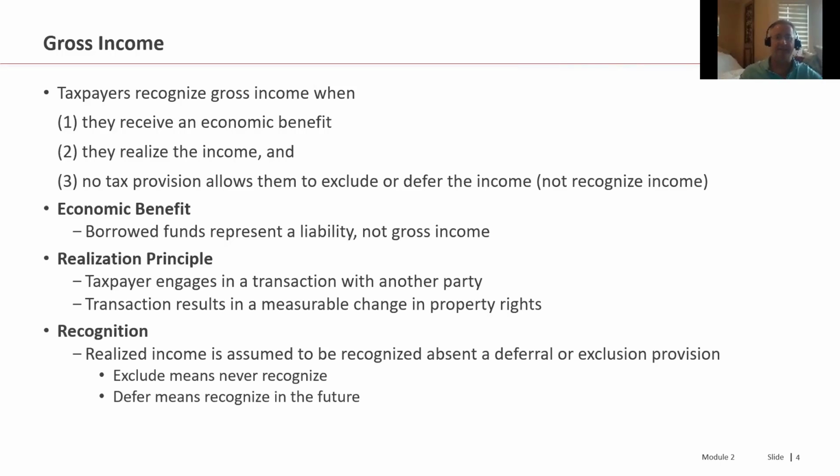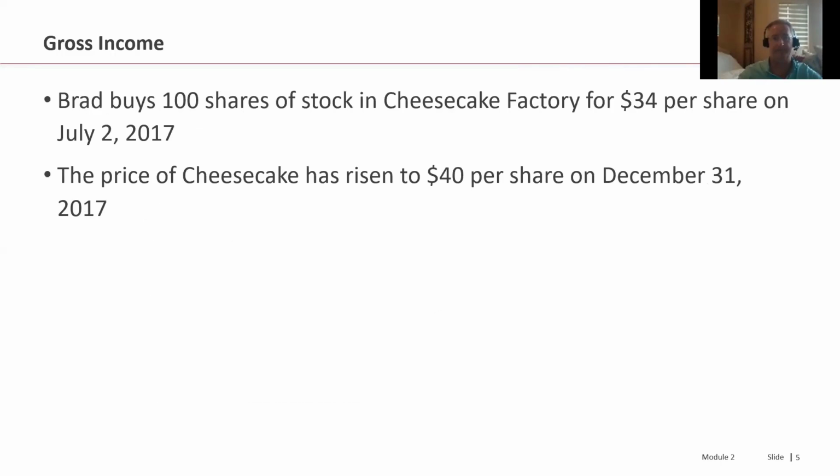Recognition means that the realized income is now recognized, and recognized basically means included in gross income and reported. So realized income is almost always recognized unless there's a deferral or exclusion. Exclusion means you never recognize it, and deferral means it's just recognized at some point in the future.